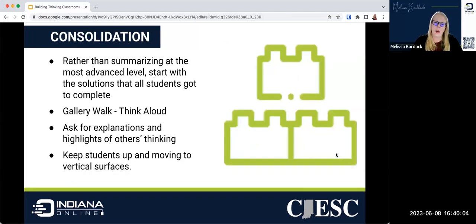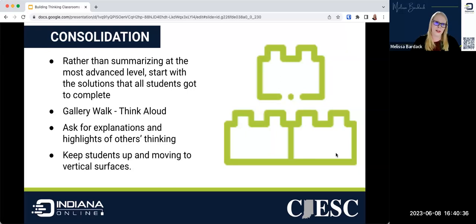And the last variable that we really focused on as we were just starting to practice these building thinking classroom strategies was consolidation. So instead of starting your summary at the end of your lesson, when you've given all of your direct instruction and you've worked through problems with students, instead of beginning at the most advanced level, the highest level thinking question that you've thrown out for this standard, start with a question that has solutions that all students in your class would be able to complete.